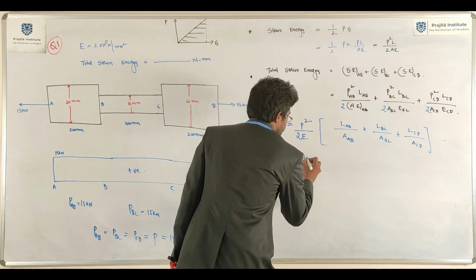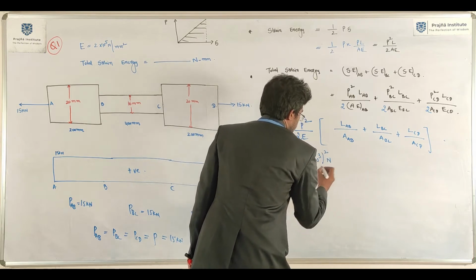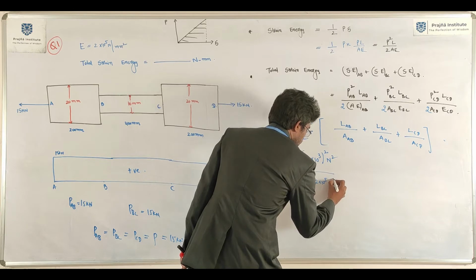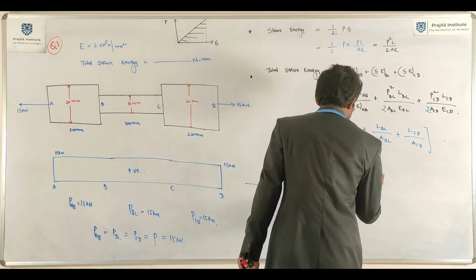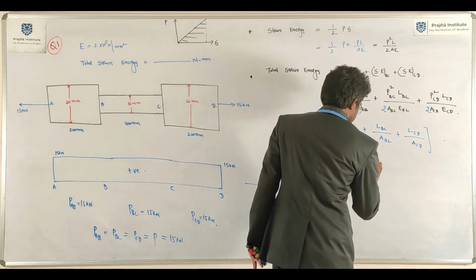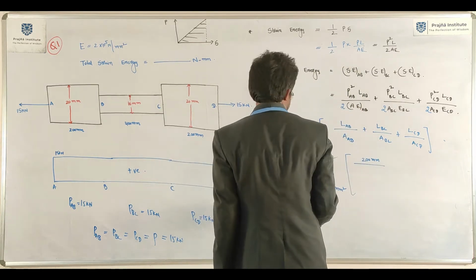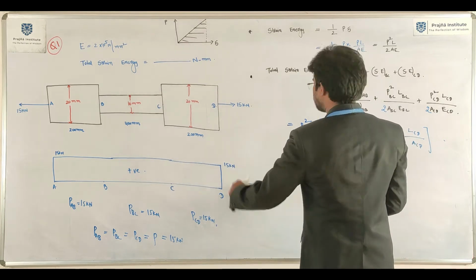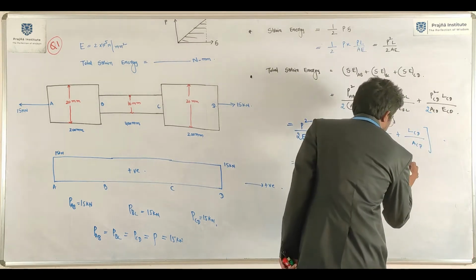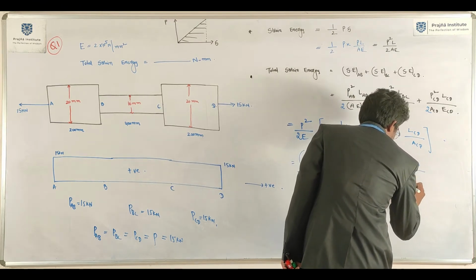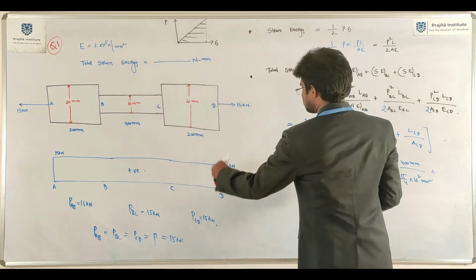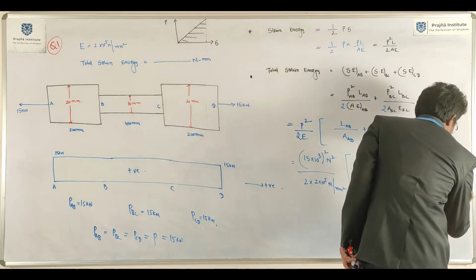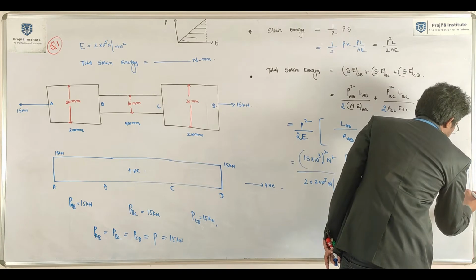That means here 15 into 10 cube whole square Newton square by 2 into 10 to the power of 5 Newton per mm square. Here what will you get? LAB means 200 mm by pi by 4 into 20 square mm square, plus this is how much? 400 mm by pi by 4 into 16 square mm square, plus 200 mm by pi by 4 into 20 square. It is in terms of mm square.